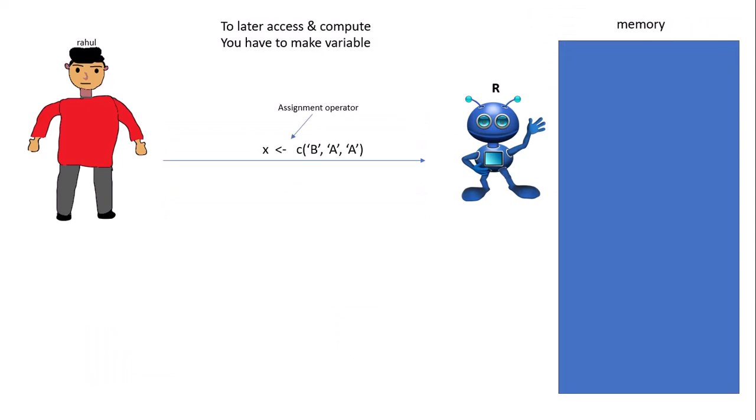So to later access and compute anything within the computer, you need to create a variable. A variable is nothing but a name in which your data is stored. So how can you make a variable? For making a variable, you can use the assignment operator. Equal to sign is the alternative of this one, and this is another symbol you can use: less than, after that you write dash. This is the assignment operator you can use in R.